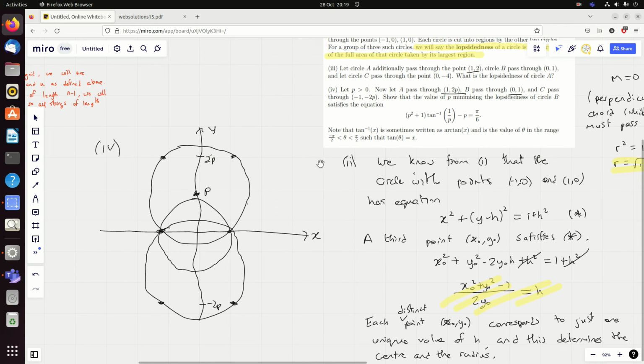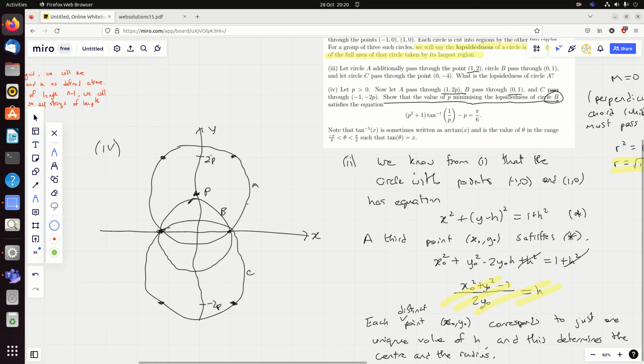But I want to explain what they're asking here, right? So they're saying, show that the value of p minimizing the lopsidedness of circle B this time. So it's B we care about this time, which is the middle circle, not A, not C. We want to minimize the lopsidedness of B. Now remember, lopsidedness is basically largest region divided by total area.